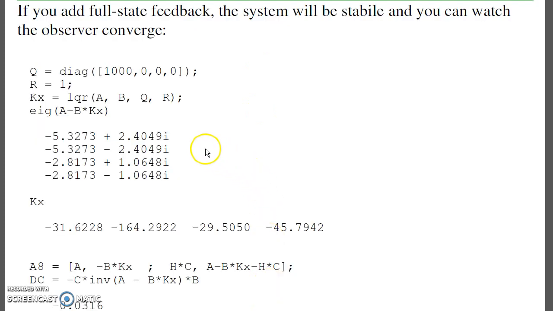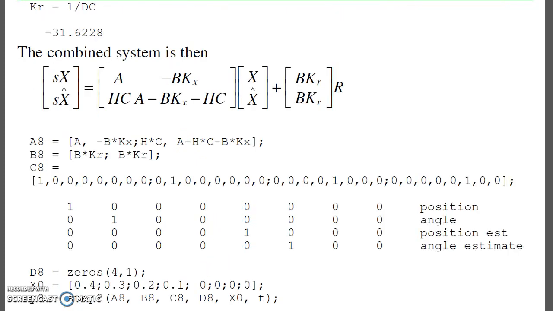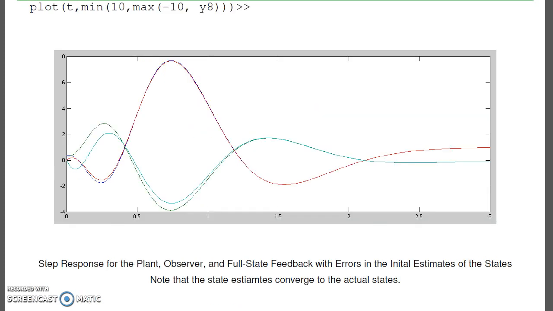If I add full state feedback to stabilize the plant, and then use the same observer, I've now added the closed loop system where instead of A minus BKx, the observer gains and feedback gains go to the observer. I can now look at the step response and see that in spite of the difference in the initial condition, the observer is converging in about 1 second.